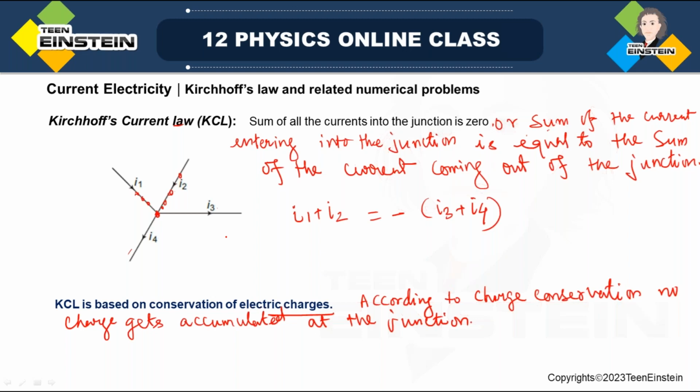So the amount of current entering the junction and leaving the junction are the same, but we are taking the current direction-wise. We take the current positive when entering the junction and negative when leaving the junction. So charge conservation says charge cannot accumulate anywhere. It will flow. All right, so this is all about Kirchhoff's current law. You will understand it better when we do some numerical examples.